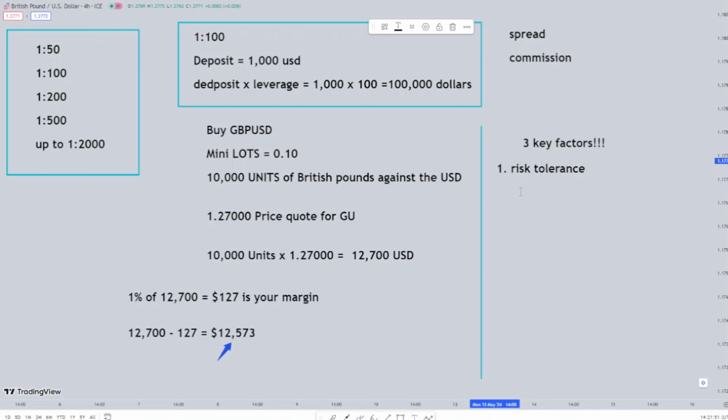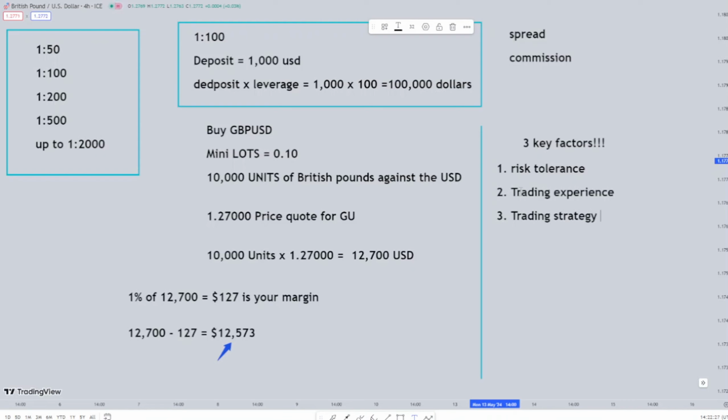The second key factor is your trading experience. How long have you been in the forex markets? So if you're a beginner, it's advisable to start with lower leverage until you become more familiar with the trading dynamics. Okay. So the third factor is your trading strategy.